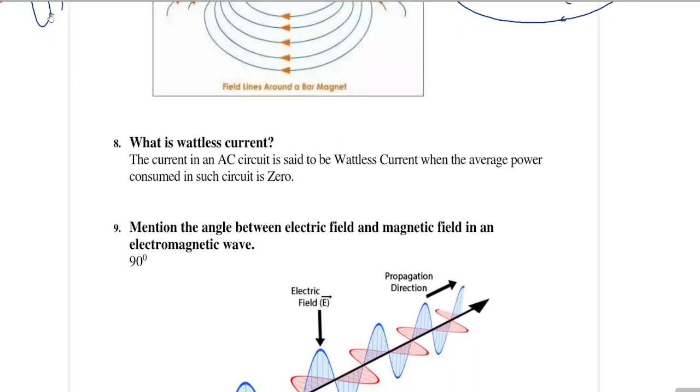Question 8 says, what is wattless current? We know that whenever current flows in a circuit, there will be some resistance because of which power is consumed or heat is produced. But here the question says what is wattless, which means powerless current. Now don't mistake that current is zero here. It isn't. Current is flowing. Wattless current is seen in the case of an AC circuit. You can say that this is a current in an AC circuit such that the average power consumed is zero.